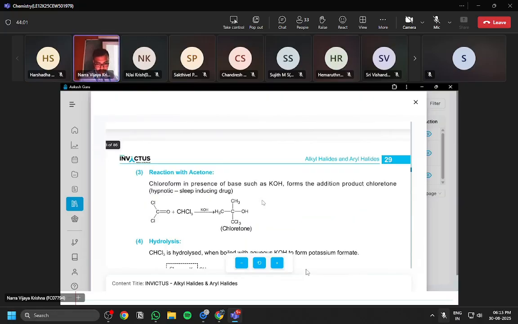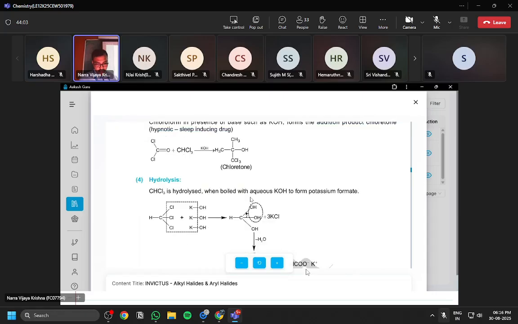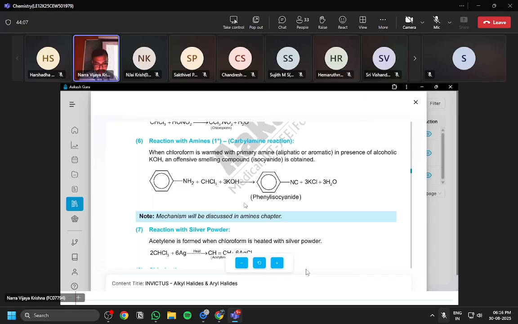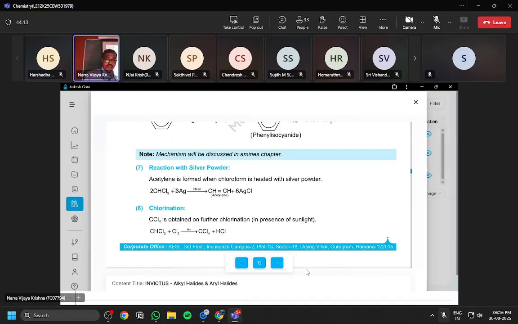Production also over. Chloretone also done. This is also over. Chloropicrin is over. And this is carbylamine test. This is also over, right? So up to here we are done. Now we are going to discuss about this one. Mechanism also we have completed.